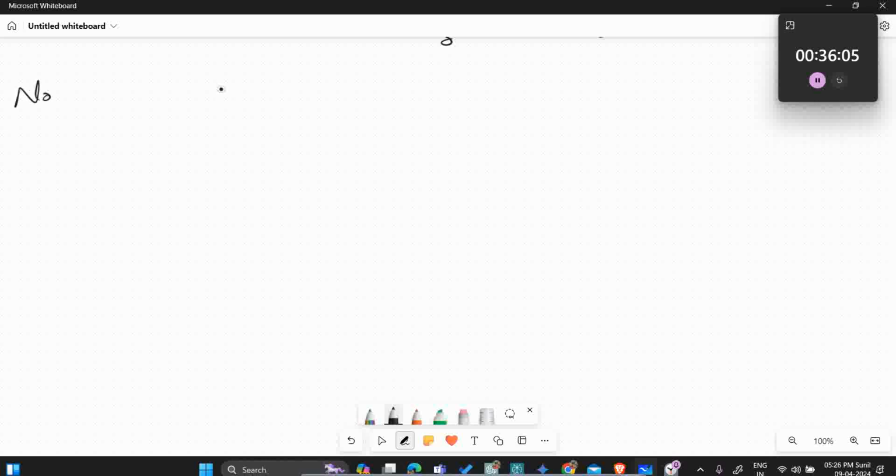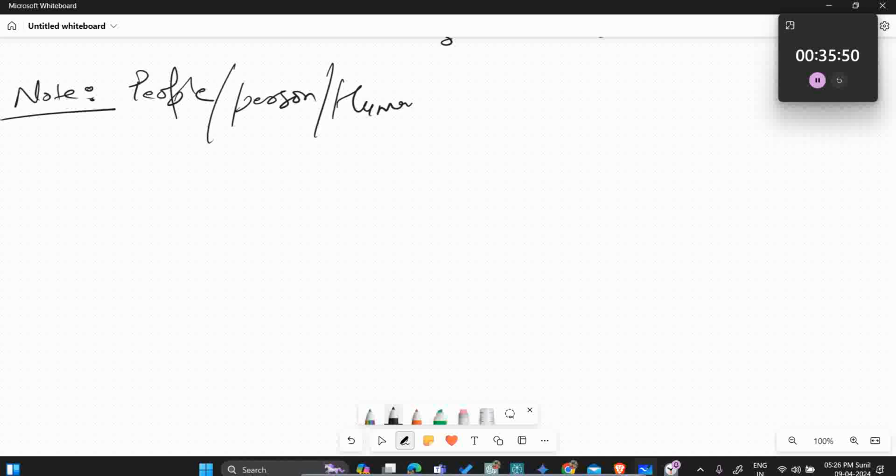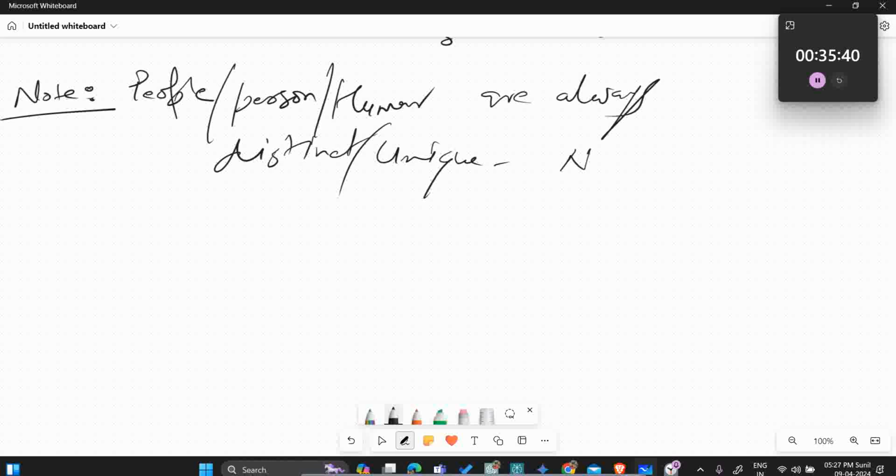Note here, people are always distinct. So in this question, people, or we can say persons, or humans, are always distinct. We can say unique, not identical. By default they are distinct unless it is specifically mentioned otherwise.